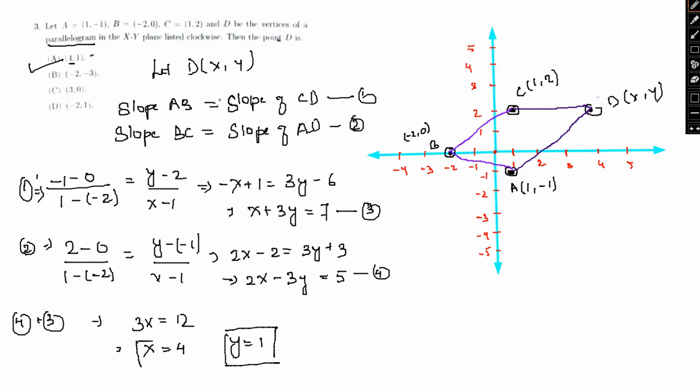These are our answer. So this point would simply be (4, 1). I hope the approach and everything is clear to you.